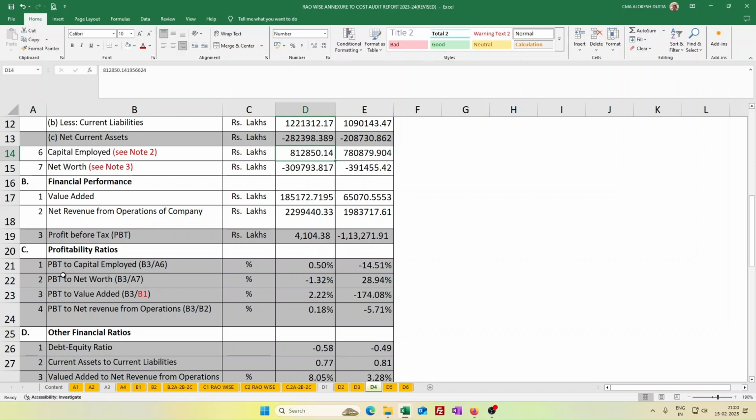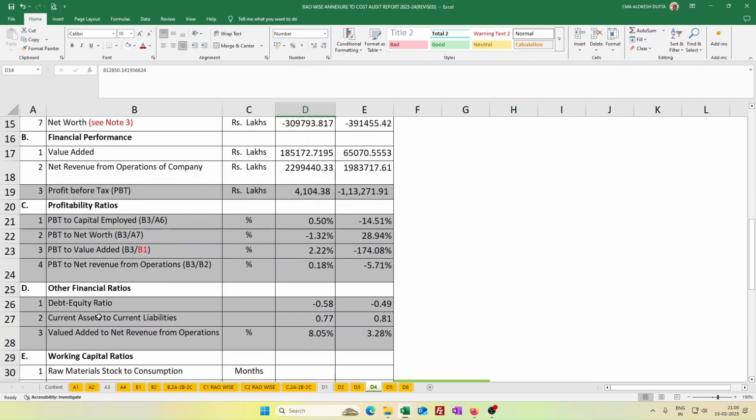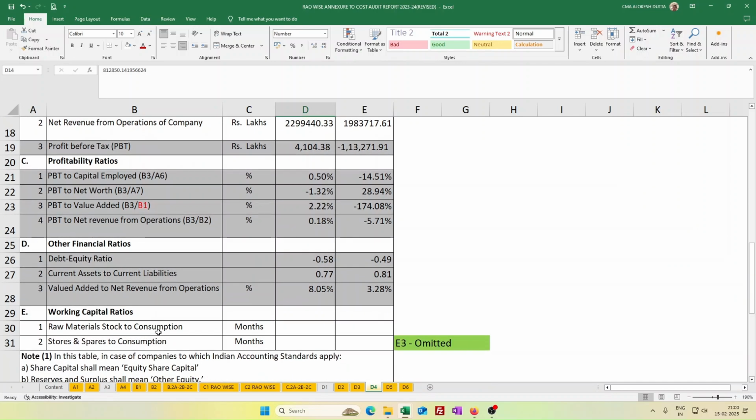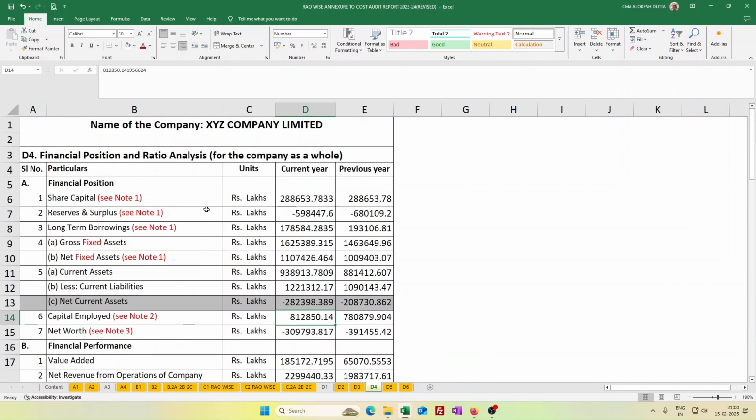PBT, profit before tax to capital employed, profit before tax to net worth, profit before tax to value addition, like this. Debt equity ratio, current asset to current liability, that is the current ratio, value addition to net revenue, raw material ratio, stores and spares. These are the ratios, and this formula format is given in the company's cost records and audit rules.